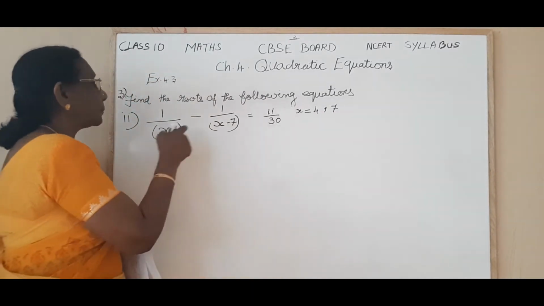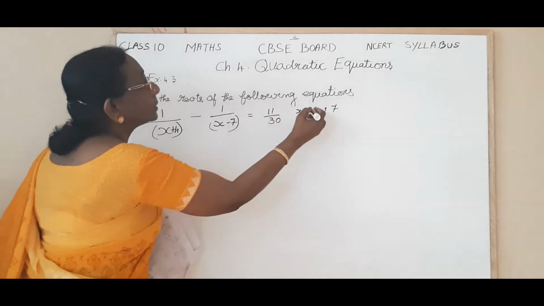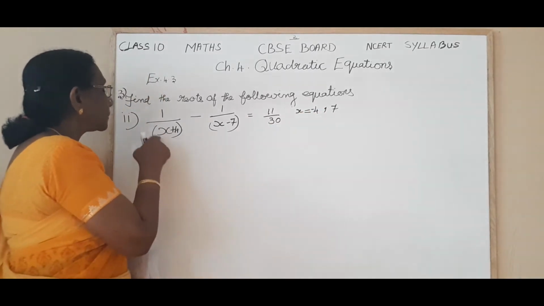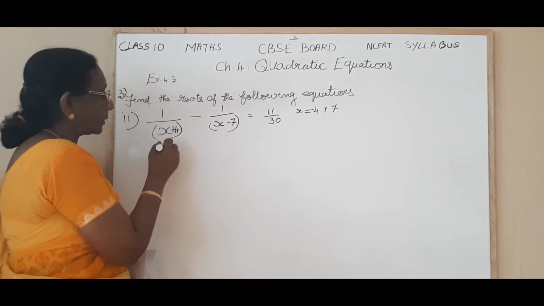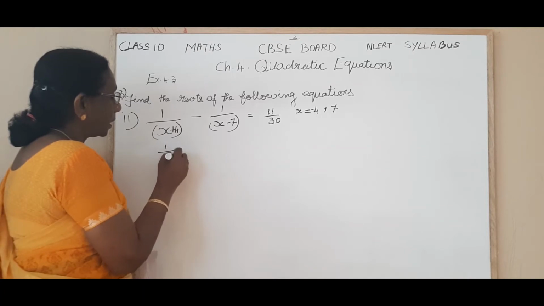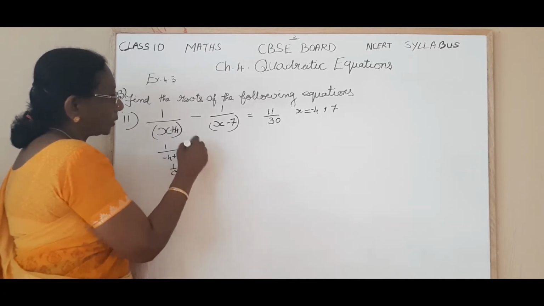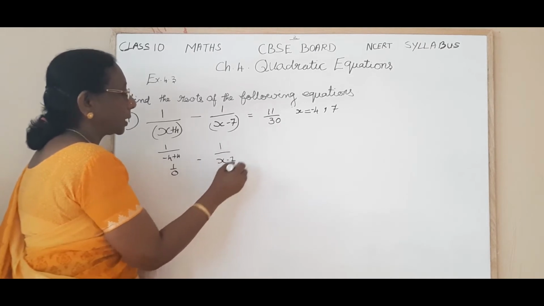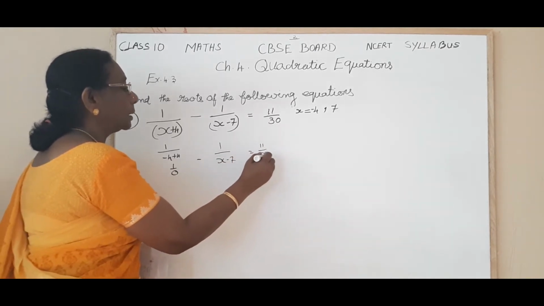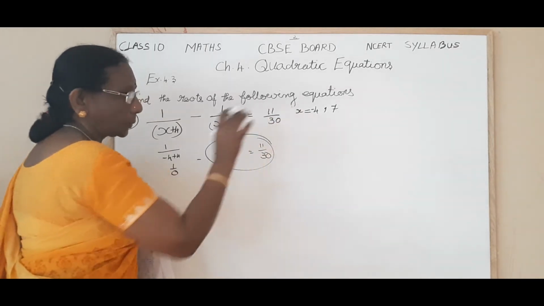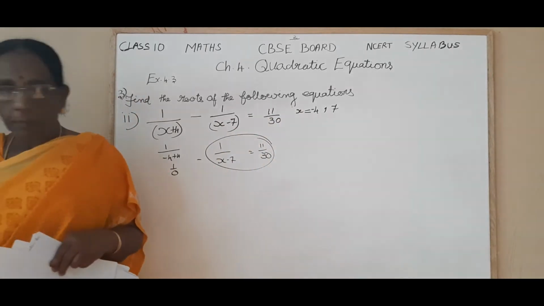Why? Because x is equal to minus 4 and plus 7. Okay. So if this x is equal to minus 4, what will happen to the equation? Minus 4 plus 4, it will be getting 0. So you will have only 1 by x minus 7 is equal to 11 by 30. Then you will not get a quadratic equation. That's why x should not be equal to minus 4.